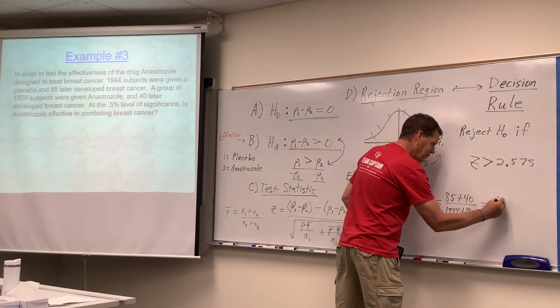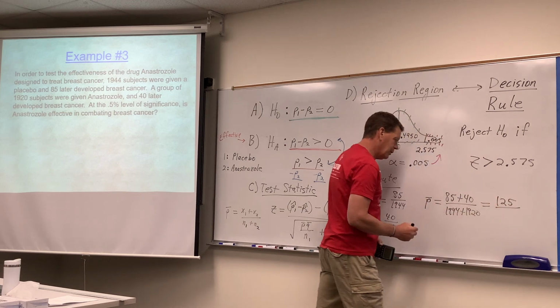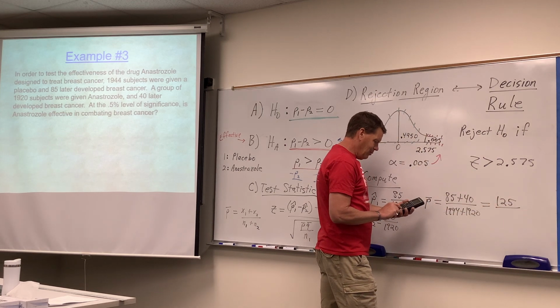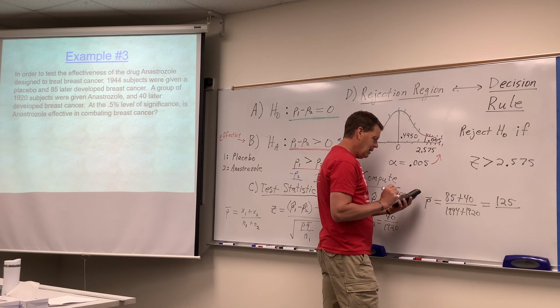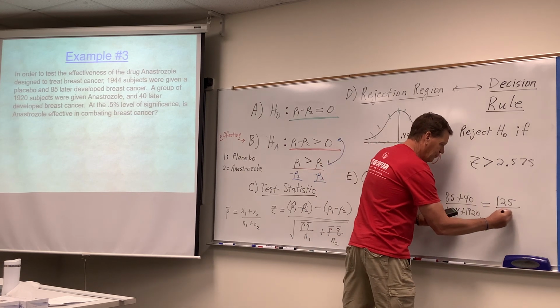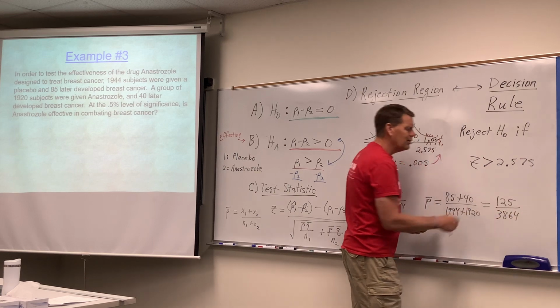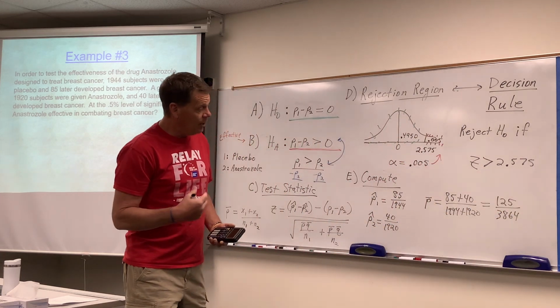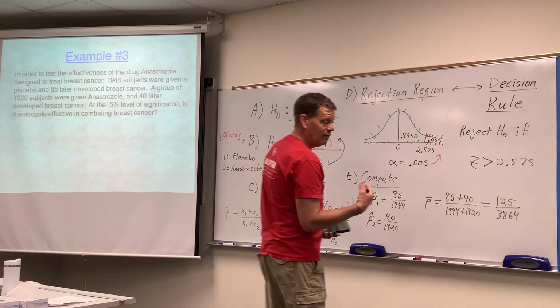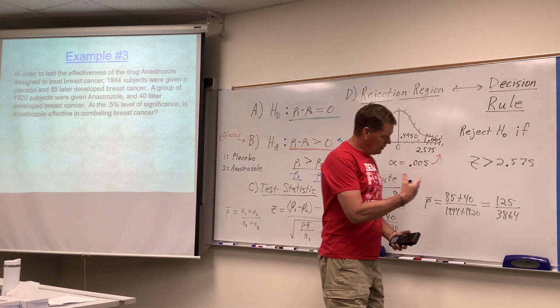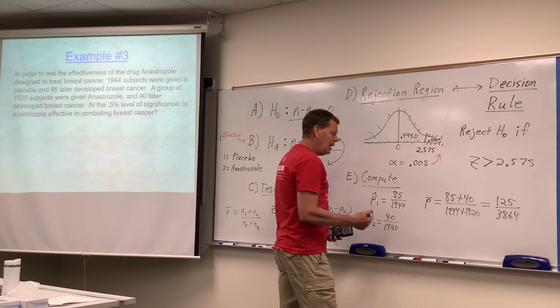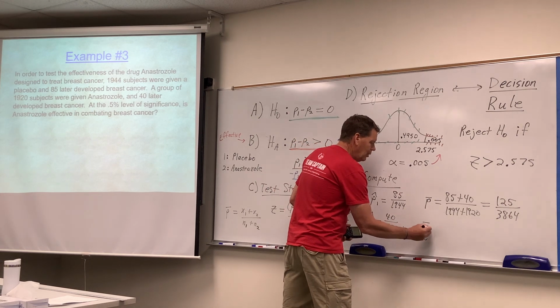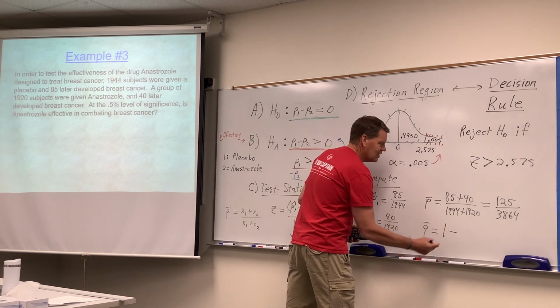That's 125 over, I want to be careful here, 1944 plus 1920 would be 3,864. So there were 3,864 total women who participated in the study, and unfortunately 125 of them developed breast cancer. That's the interpretation of that. And then Q bar would be 1 minus that.